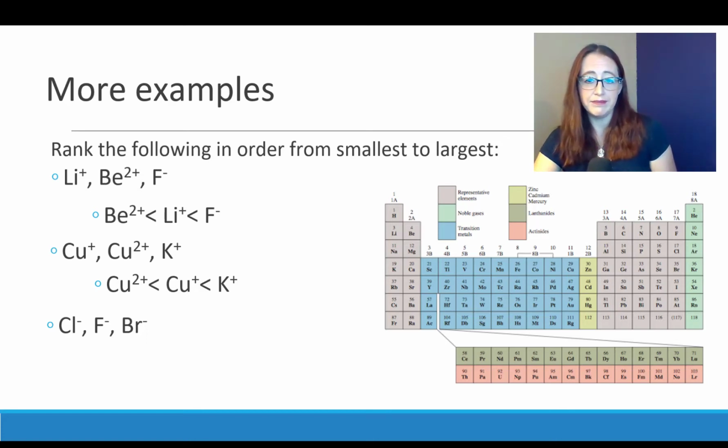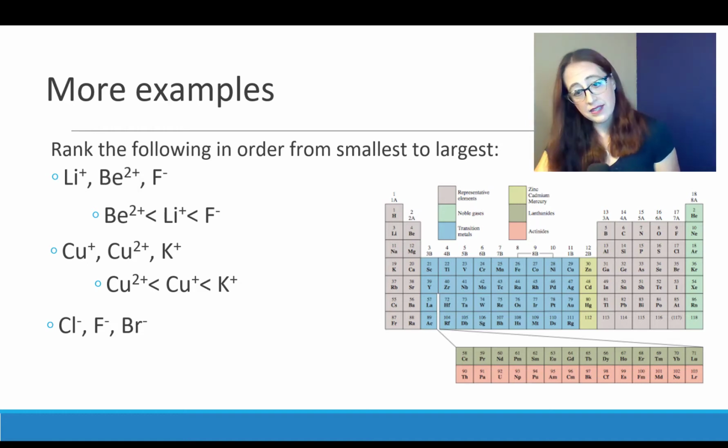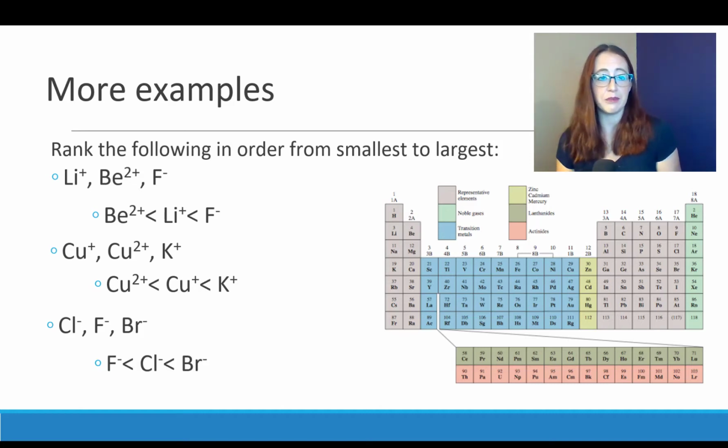Now let's move to the third one. Each of these had the same charge. So we're going to base this on the same trend as the atomic radii. The charges are all going to have the same effect of making the ions bigger. And so we can just look at the trend based on our effective nuclear charge and our shielding. So this gives us fluorine as the smallest because it's near the top of the periodic table, and then chlorine, and then finally bromine.